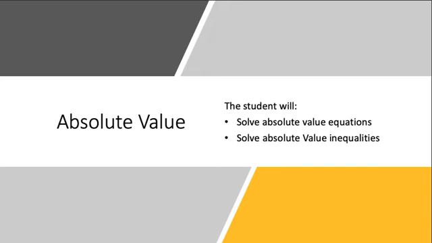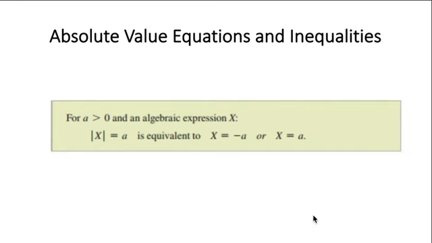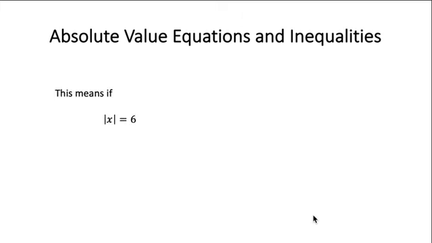So first of all, let's go over the definition of absolute value. Remember, by definition, if the absolute value of x is equal to a, then x can be equal to negative a, or it's equal to positive a. You could think of that as the opposite of a, or it's equal to a itself. Let's look at a specific example. If it says the absolute value of x is equal to 6, then what could x be? Well, x could be 6, or x could be negative 6.